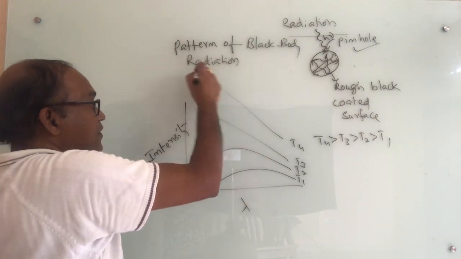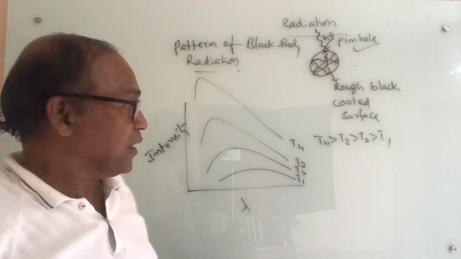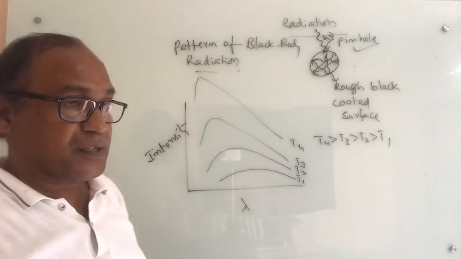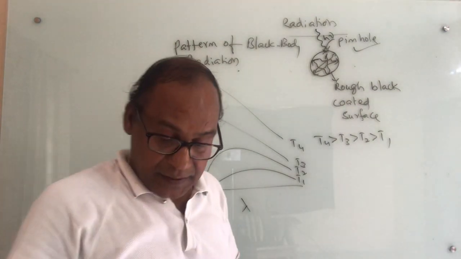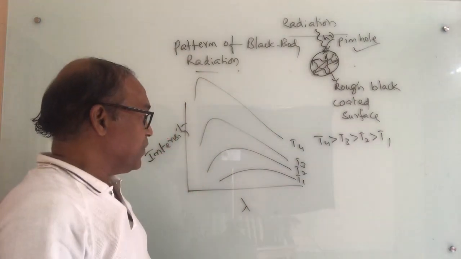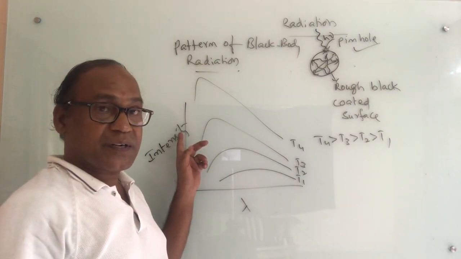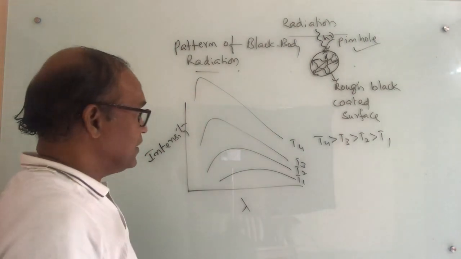What we can understand from this graph: as temperature increases, the amount of light energy also increases. The area under each curve tells about the amount of light energy emitted. That is one observation. The second observation is, as temperature increases, the number of wavelengths emitted also increases. Second one. Third one is what?